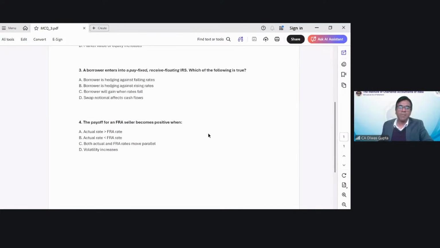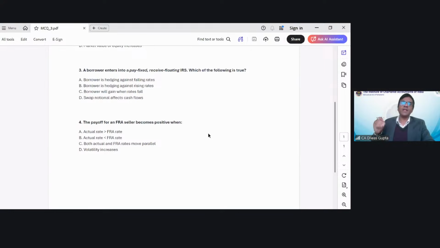Then third, a borrower enters into a pay fixed, receive floating IRS, in which I am paying fixed and receiving floating. Which of the following is true? If I'm going to pay fixed and receive floating, borrower is hedging against falling rates. See here, the language is against. Borrower is hedging against rising rates. Borrower will gain when the rates fall.